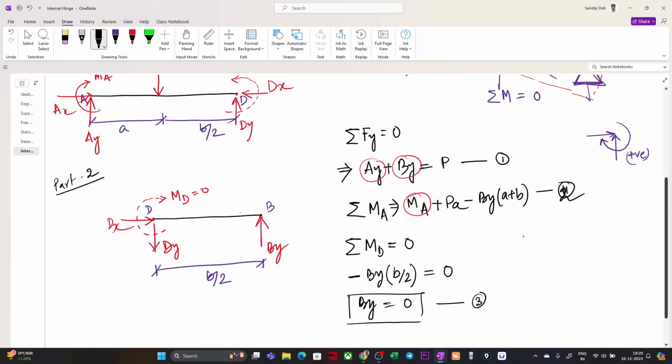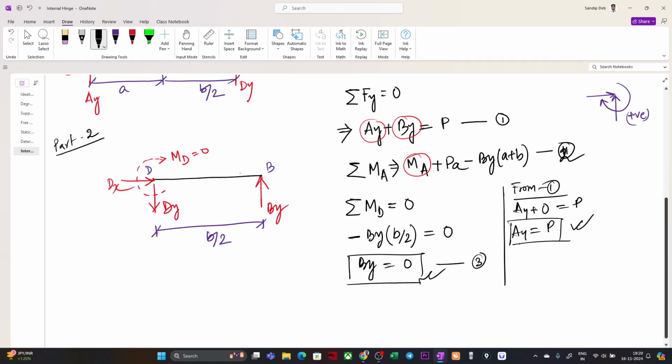By equal to 0. Now if we substitute in this, from 1 we can say Ay plus 0 equal to P, so Ay equal to P. We got another solution: Ay equal to P, By equal to 0, right? Two things we got. Now what we need is Ma. If you see this particular part here, we know By equal to 0, so this part will become 0, right? So from 2 and 3, if we replace By equal to 0, then Ma plus Pa equal to 0, so Ma equal to minus P into a, right?